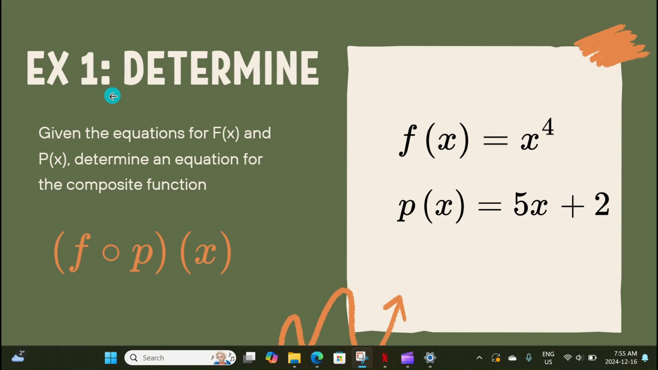Now, for our first example on determining composite functions, we've been given the equations for f of x and p of x, which we are told to use to determine f composite p. The equation for f of x is x to the power of 4, and the equation for p of x is 5x plus 2.